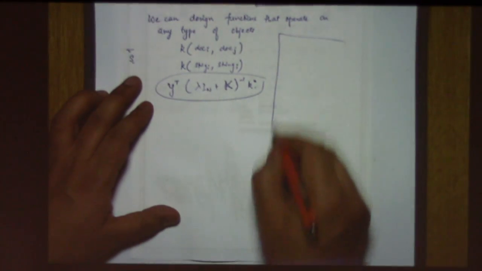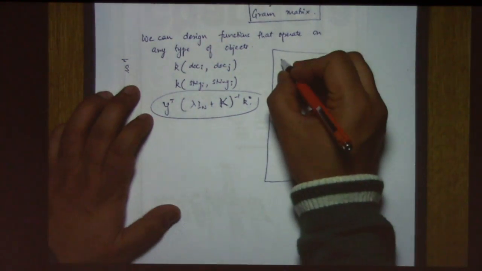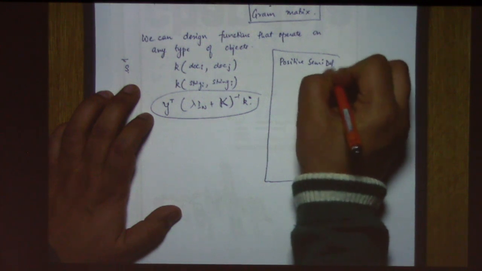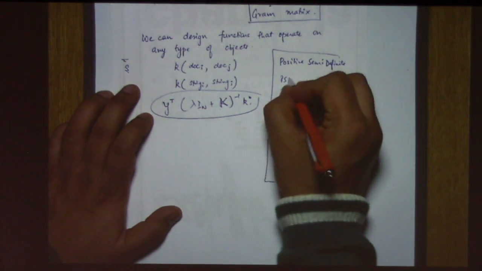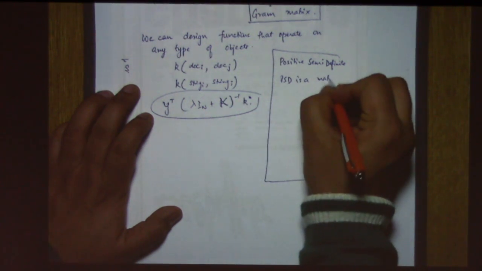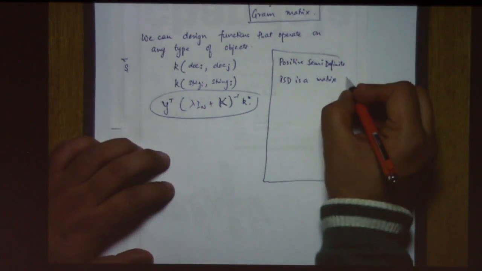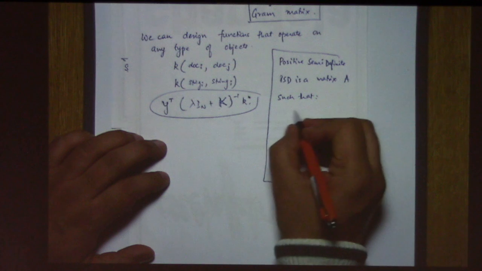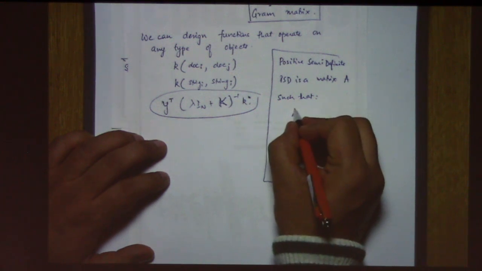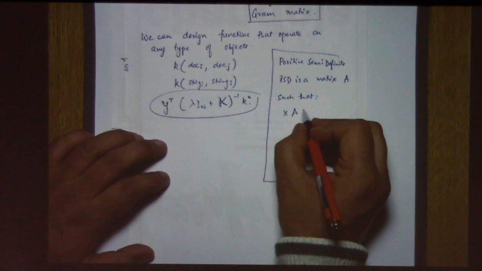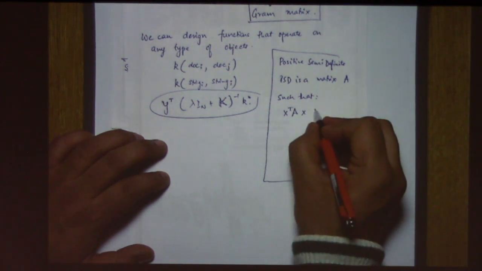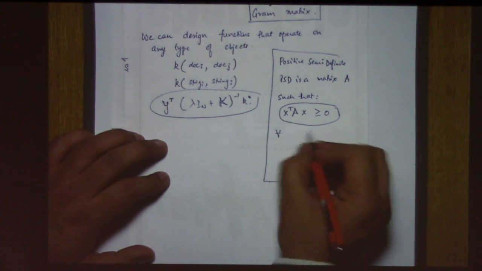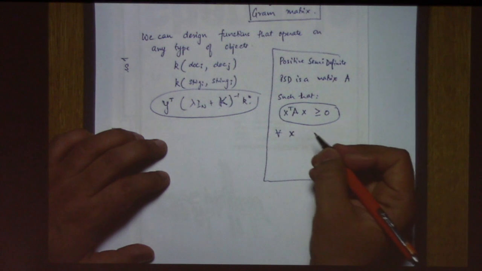This is just a side discussion. I'm assuming you are familiar with that, right? A positive semi-definite matrix, or a PSD, is a matrix A such that, what is it, x transpose A x is always greater than or equal to 0 for all x's, right? Is that right?